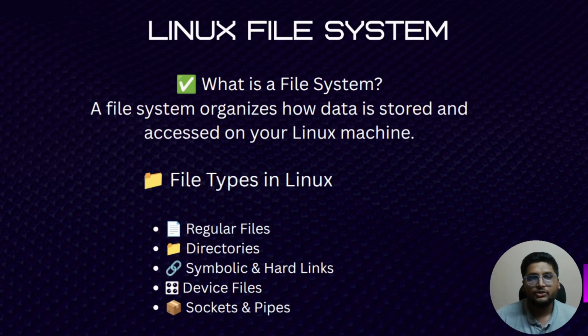Yes, right. So first of all, what is the file system? Okay, so I have created one small definition of file system. A file system organizes how the data is stored and accessed on our Linux machine. Okay, so this is the simple definition of file system. So in Linux, there are multiple file types. First is regular files, directories are there, symbolic and hard links are there, DevOps files are there, device files are there, sockets and pipes are there. Okay, so this is the file system definition and some file types in Linux.